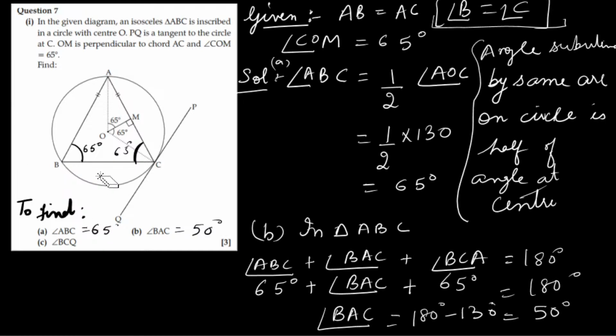So the next one we have to find. These two we have found now. BCQ, so BCQ is this angle. We have to find BCQ. BAC is 50 degrees, the sum of angles of a triangle we used.